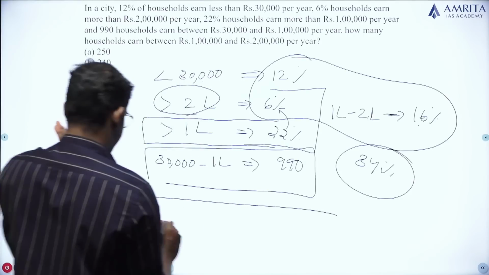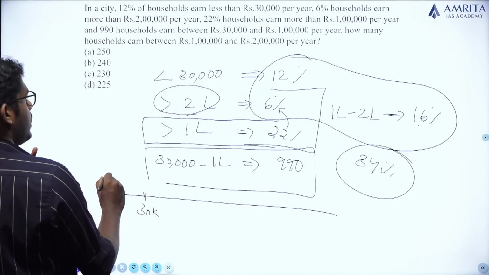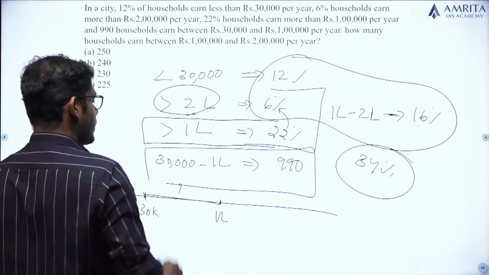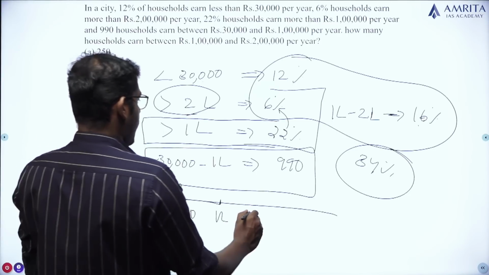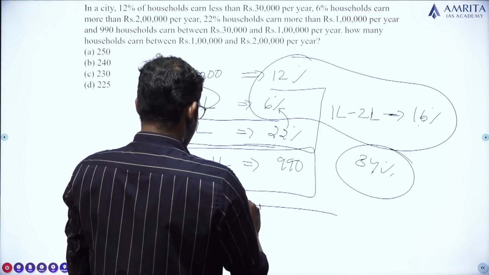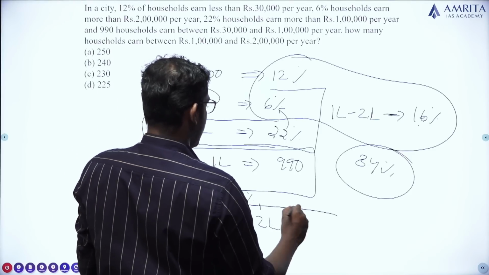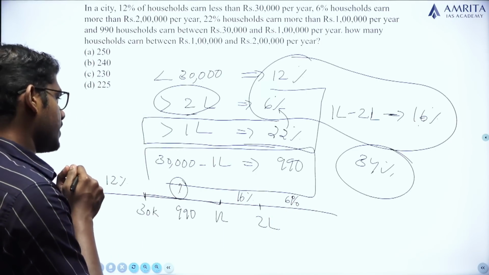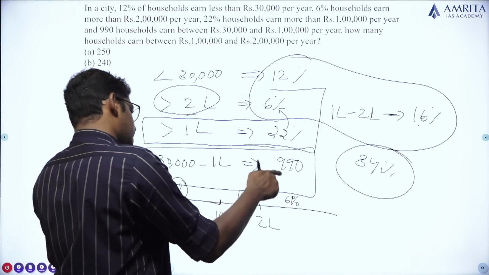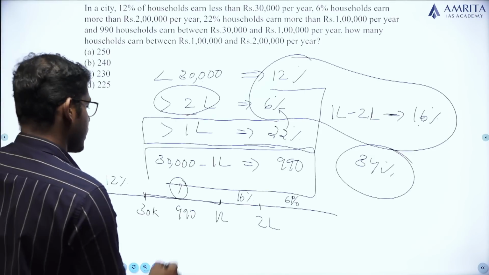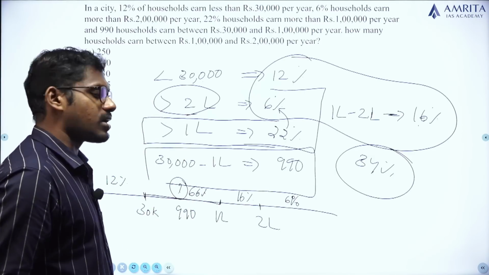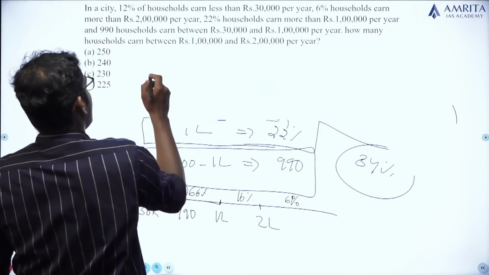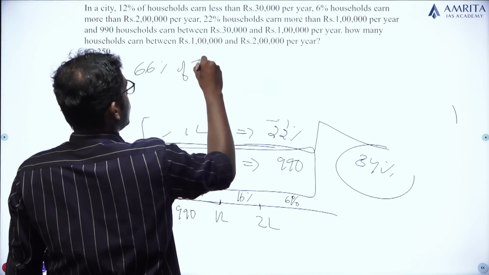So if I draw a spectrum: below 30,000, 12%. Between 30,000 and 1 lakh, we don't know the percentage value, but there are 990 persons. Between 1 lakh and 2 lakh, there are 16%. More than 2 lakh, there are 6%. We have to find the percentage value here. So 12%, 16%, 6%, totally it contains 34%. The remaining will be between 30,000 and 1 lakh, so that contains 66%. Clear? Okay.